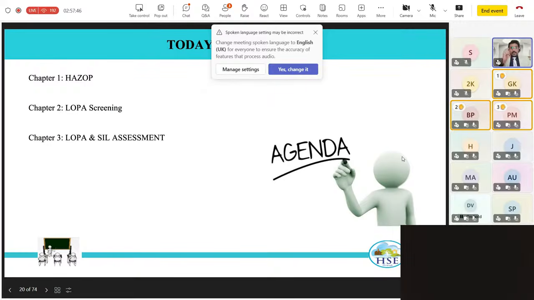Okay, so fine. Today's agenda would basically be LOPA, but as a precursor, you need to leverage several things from the HAZOP. And since the HAZOP training was given by Yashpal sir more than 6 months back, I would also like to touch base on the HAZOP fundamentals, and then we will look at the LOPA screening, and then LOPA, layers of protection analysis, and then SIL assessment. How do you use LOPA for SIL assessment?